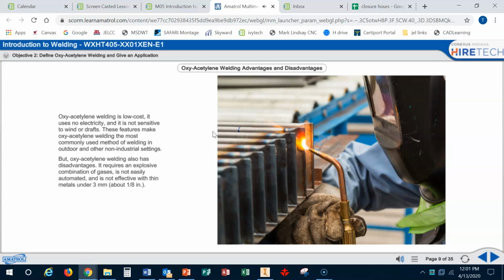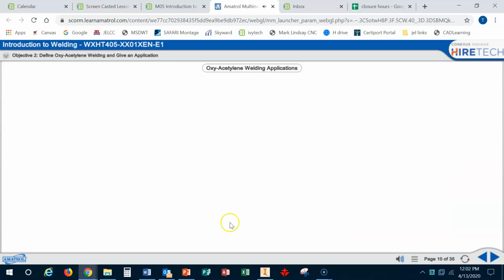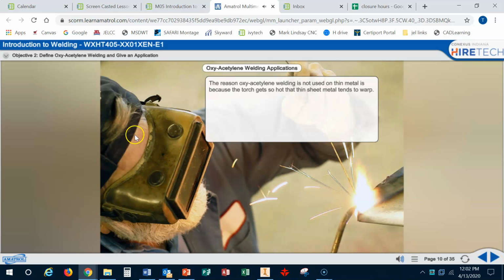But oxyacetylene welding also has disadvantages. It requires an explosive combination of gases, is not easily automated, and is not effective with thin metals under 3 millimeters, about 1/8 inch. The reason oxyacetylene welding is not used on thin metal is because the torch gets so hot that thin sheet metal tends to warp.